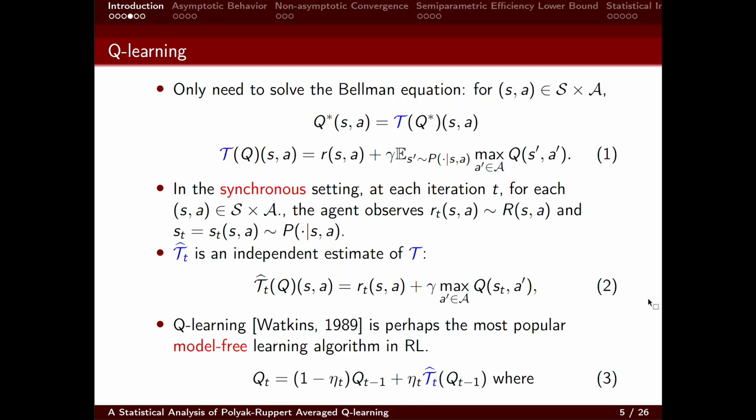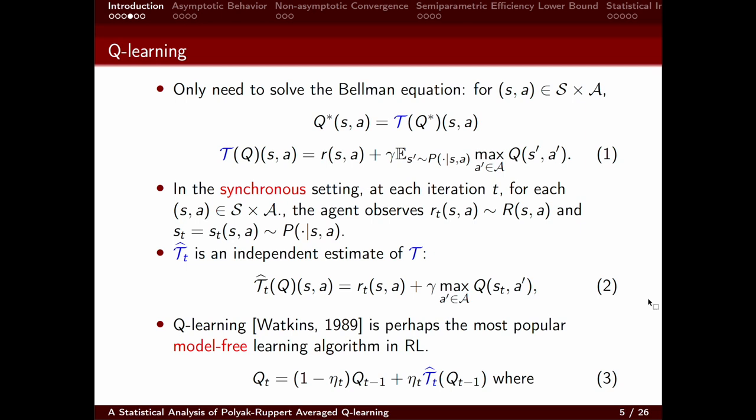In the synchronous setting we considered, at iteration t, for each state-action pair, the agent observes an independent reward and the next state. Based on these observations, the agent can obtain an unbiased and independent estimate of the Bellman operator. Here we denote it as tau hat t, with an explicit formulation in equation 2. Comparing equation 1 and equation 2, we can find that we just replace the expectation with empirical data.